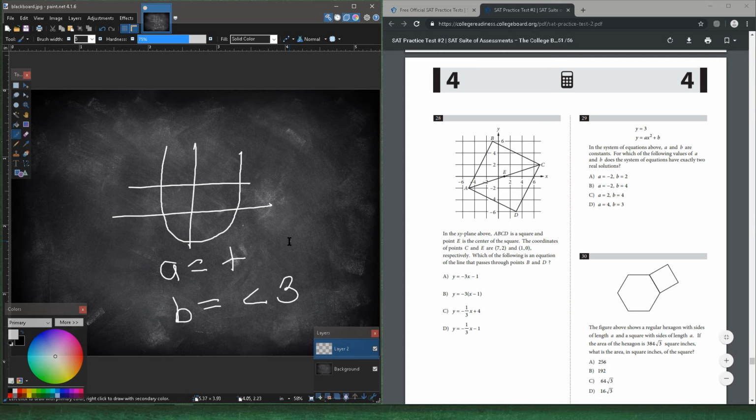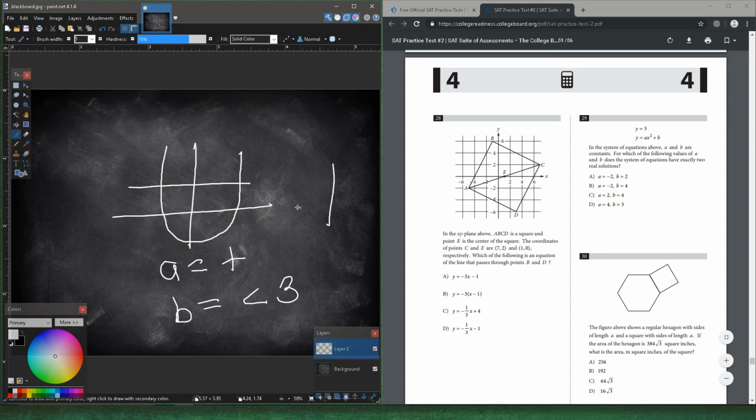So which one is true? A is wrong. B is wrong because these are negative, so these are positive. So cross out A and B. So B and C. Which one is less than or equal to 3? Well, both of them are actually wrong because they're both not less than 3.